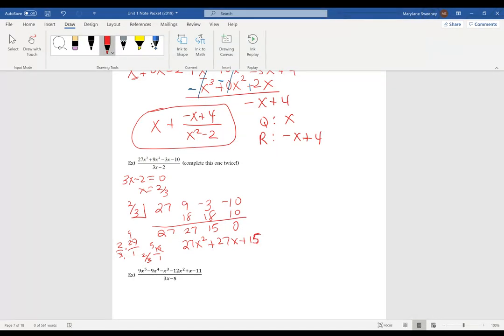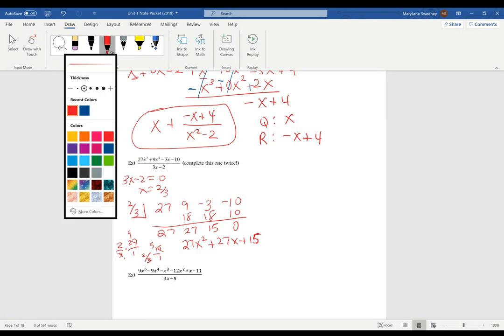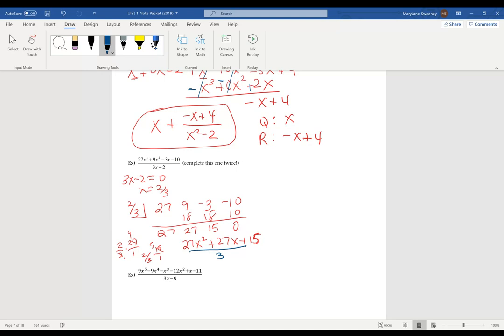Now, actually, it's not. What we have to do is, since this is over 3 here, it's 2 over 3, we actually have to divide this by 3 to get the answer. So it's 9x squared plus 9x plus 5. That's our answer.